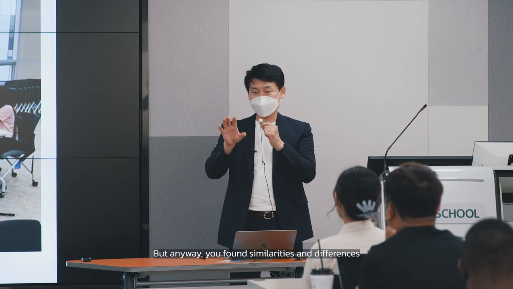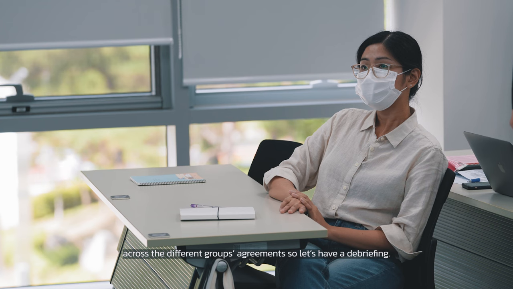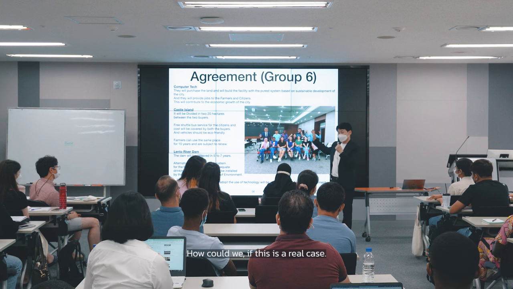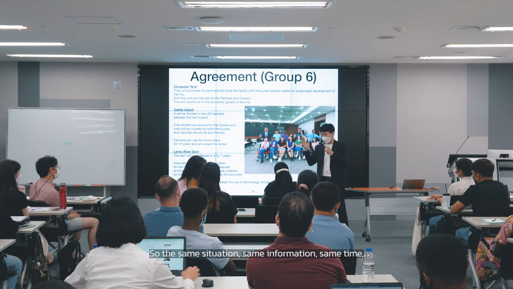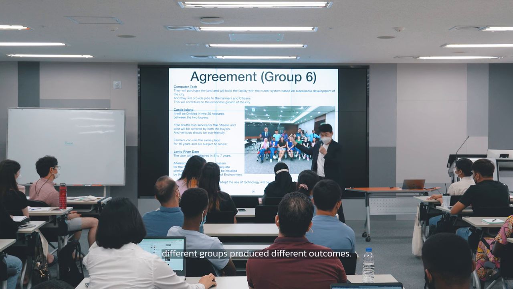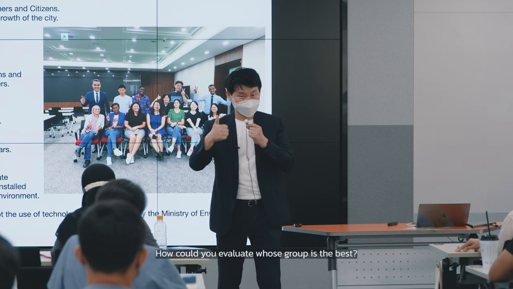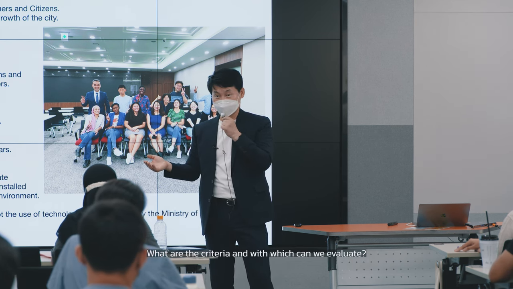But anyway, you found similarity and difference across different groups' agreements, okay? So let's have a debriefing. If this is a real case, right? Same situation, same information, same time, different groups produce different outcomes. How could you evaluate which group is the best? What are the criteria with which you can evaluate?